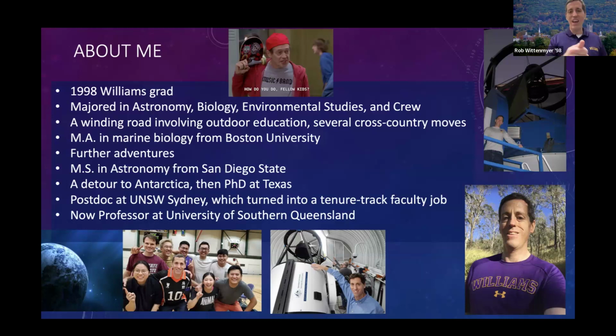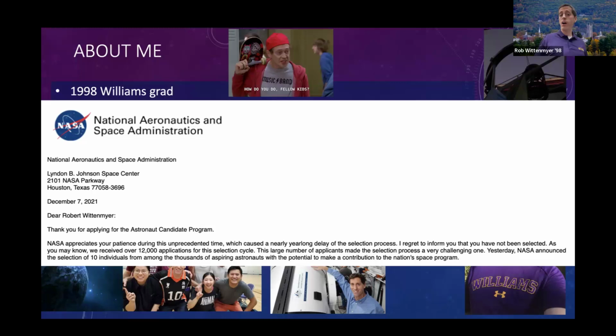Then I got into San Diego State for astronomy, and then off to PhD at Texas. After that, I went to Australia for my postdoc for 3 years, and that was 15 years ago. So, you know, Australia's been good to me. And now I'm very fortunate to have a professor position in Southern Queensland, which is a bit west of Brisbane, for those of you who know where things are in Australia. Also, I'm a failed astronaut. I keep trying to be an astronaut. I apply every time. But, you know, can't win if you don't play.